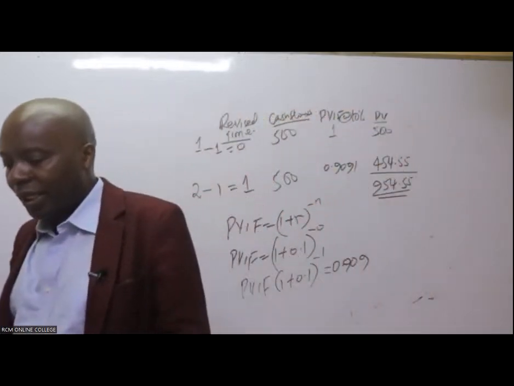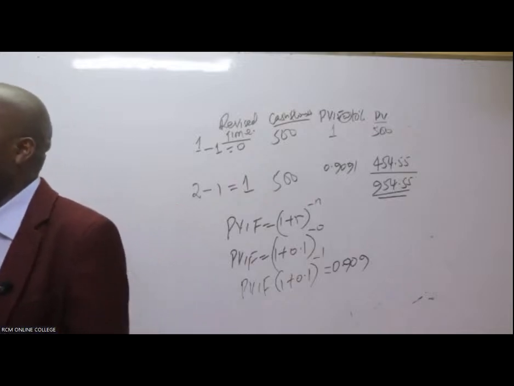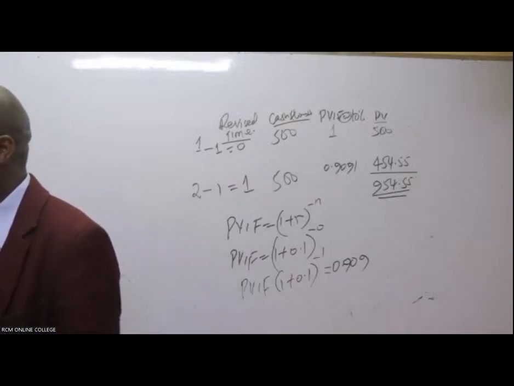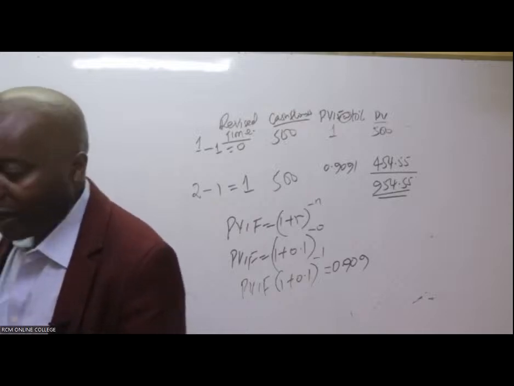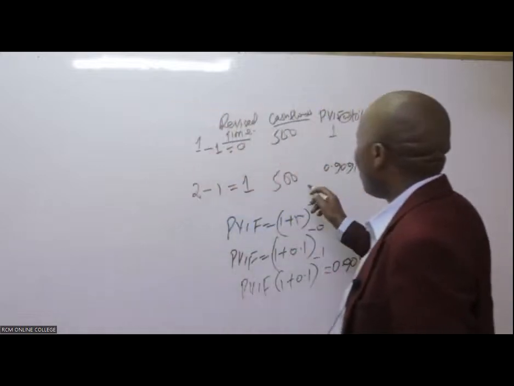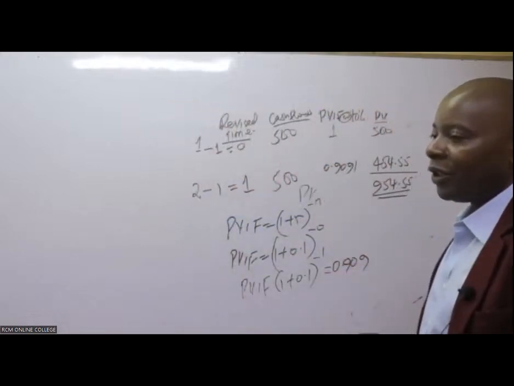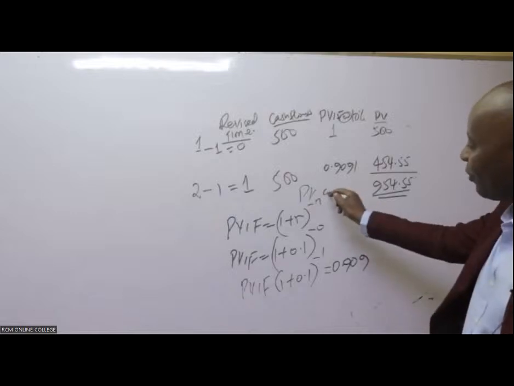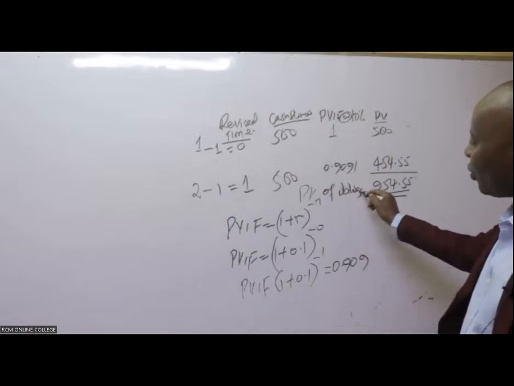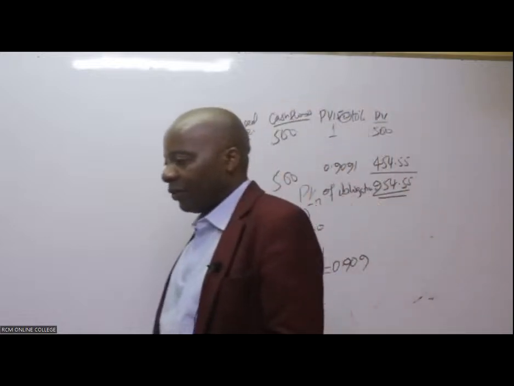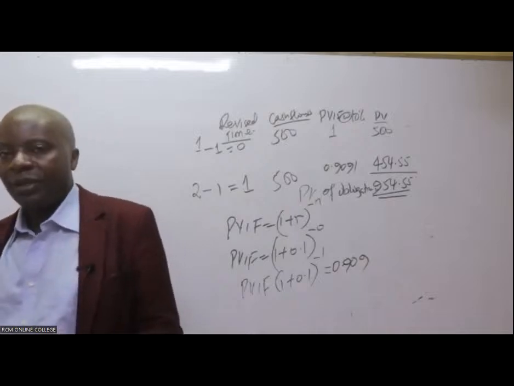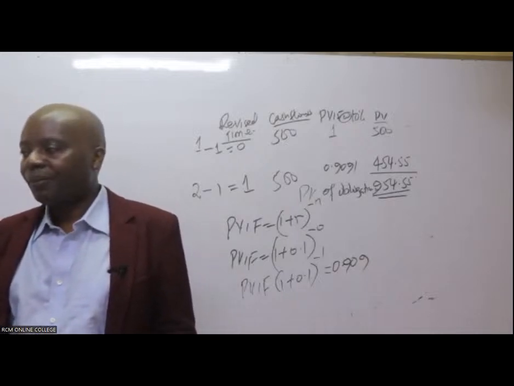I know you have not understood anything, but just write fast. At times writing helps. Once you finish writing up to here, this is the total present value. So this becomes the present value of the obligation, the present value of the lease obligation.